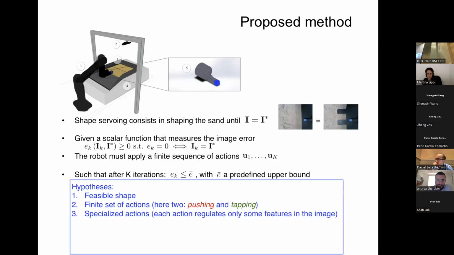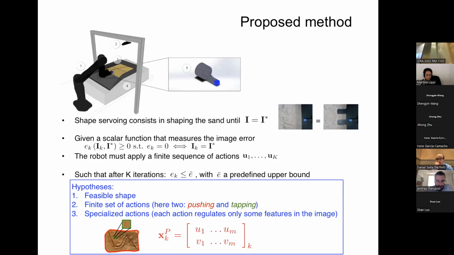So we had to add other hypotheses for this because it's a very complicated problem and there was not much literature on it. The first one is that the shape should be feasible. The second one is that we have a finite set of actions. Here we define two, pushing and tapping. And the third one is that each action will only regulate some features in the image. So we can decouple the effects of actions on the state.